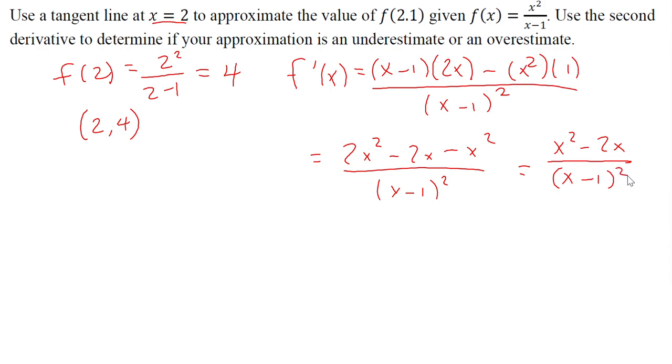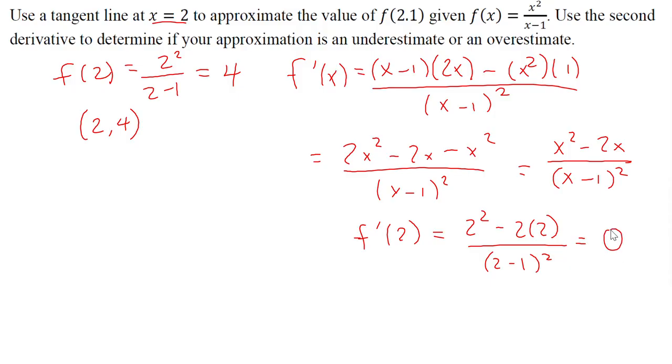And so we're asked to do this at x equals 2. So f prime of 2 will just be whatever we get when we evaluate this at 2. So 2 squared minus 2 times 2 over 2 minus 1 squared. Well, that just comes out to be 0, right? The numerator there is 0, 0 over 1. So we end up with just 0. So our slope is actually 0. Therefore, the tangent line is just a horizontal line. And it should be a horizontal line with the y value that we got at f of 2.